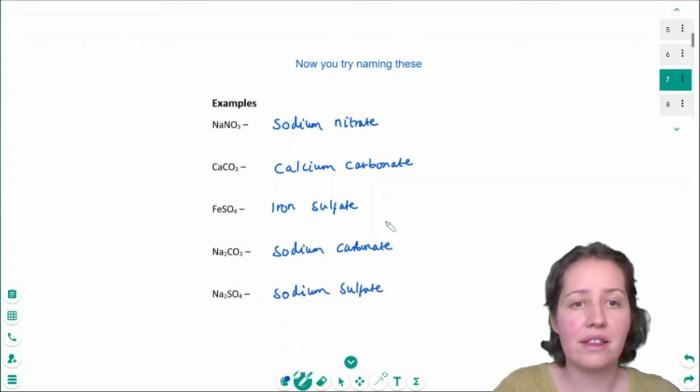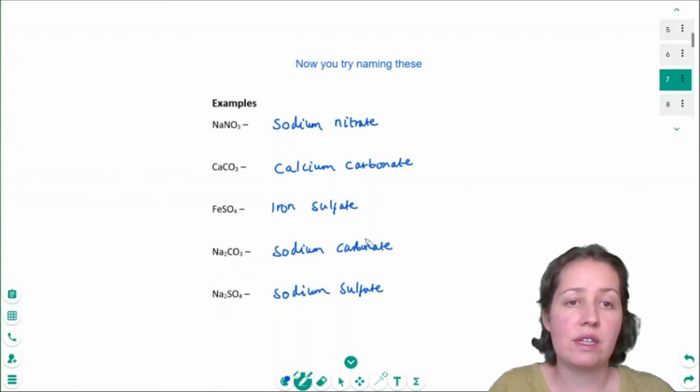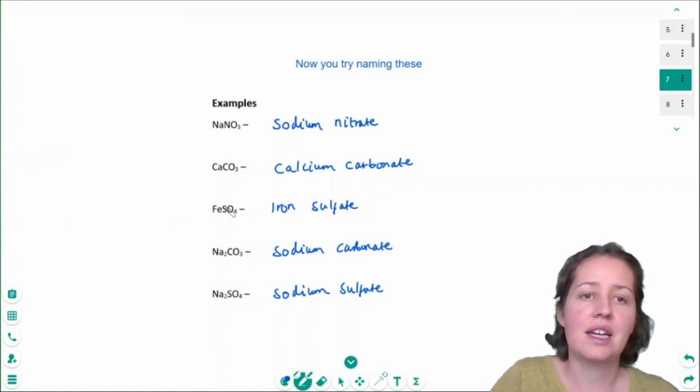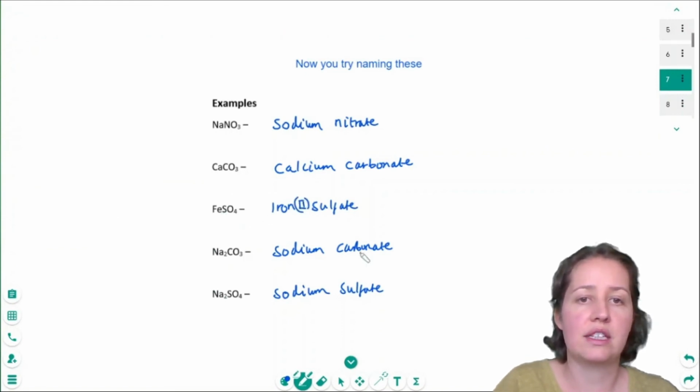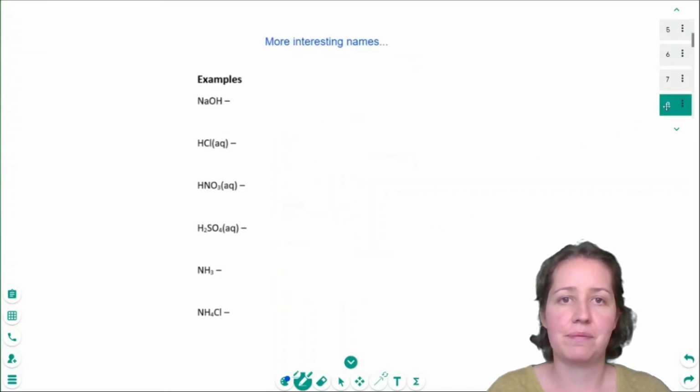Now you will learn that there are extensions to these basic naming rules. So when we look at transition elements, we actually have to give the oxidation state, the charge of the transition element, because they can form ions with different charges. There will be more on that later, but here this Fe is actually Fe2+, so this would be iron 2 sulfate, showing us that it's an iron 2 ion. But don't worry if that's going beyond you at the moment, but just to introduce that little extension.